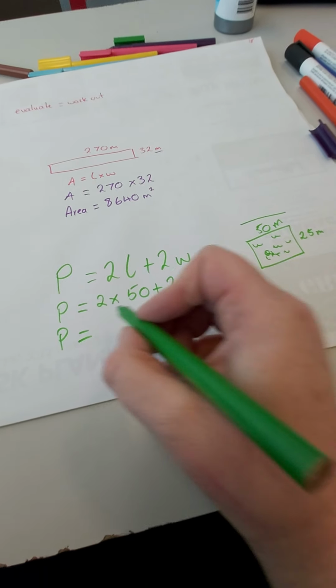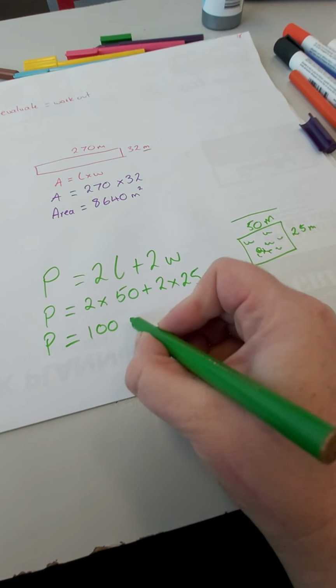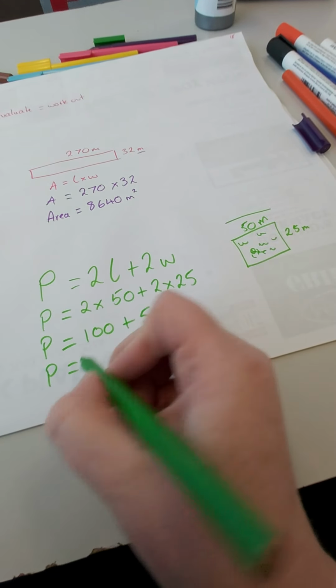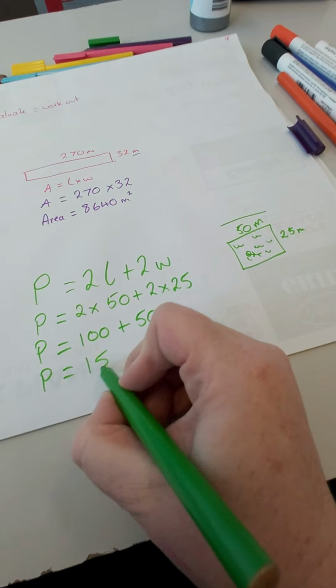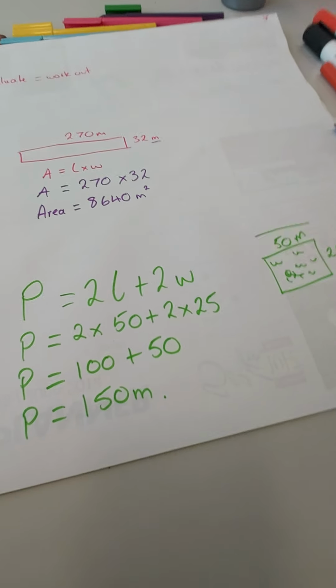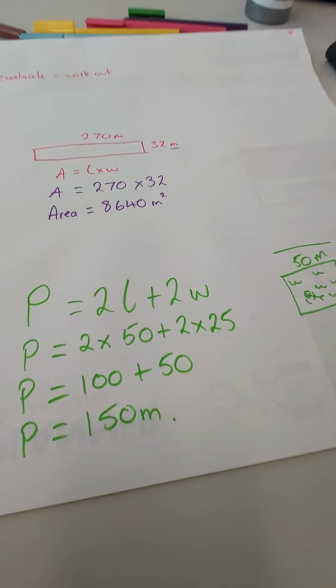Now order of operations again. Let's do our times. 2 times 50 is 100, plus 2 times 25 is 50. So the perimeter is 150. 150 what? It is in meters. It's not meters squared because we're not looking at area, we're looking at perimeter.